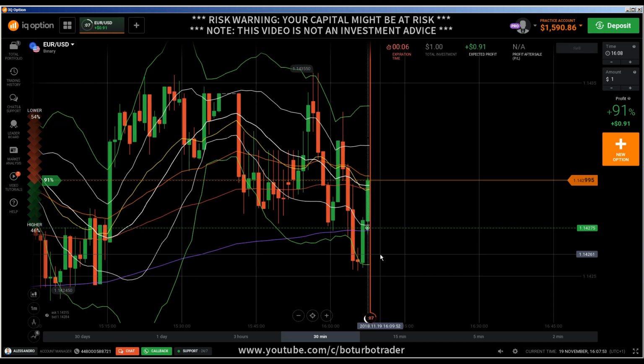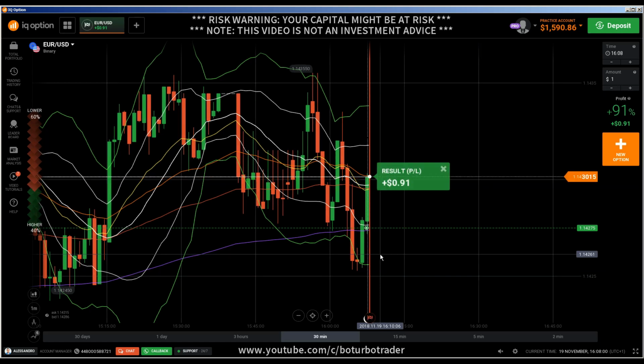That is what I have explained over and over again. That is the call option on support in an uptrend, and you can also do a put option on resistance in a downtrend. So okay, that was it.